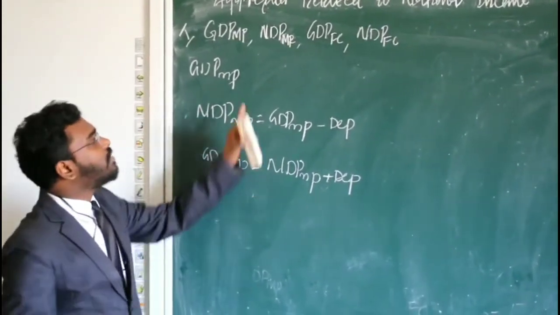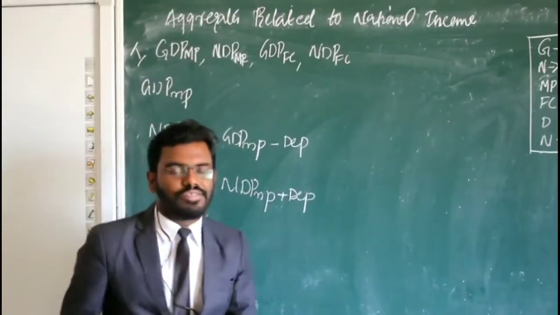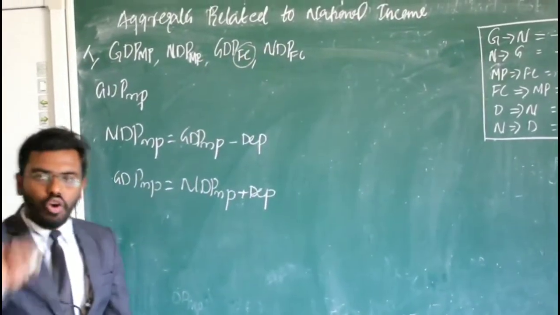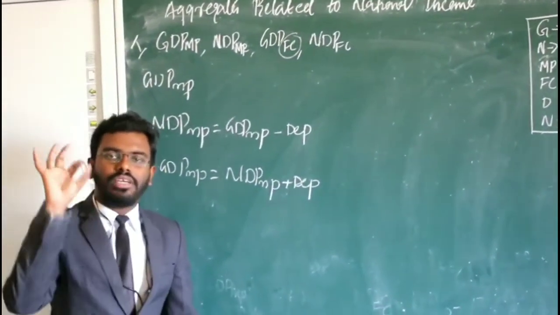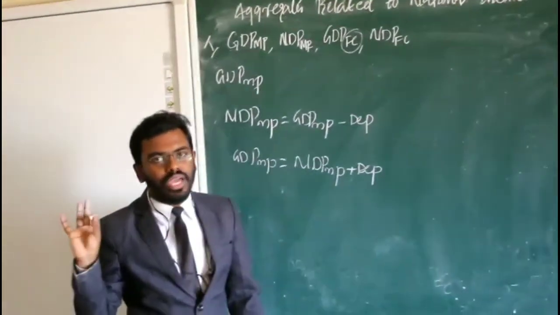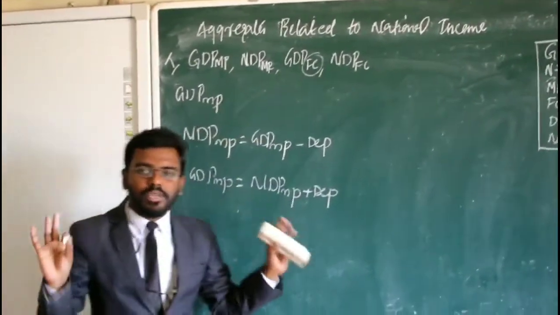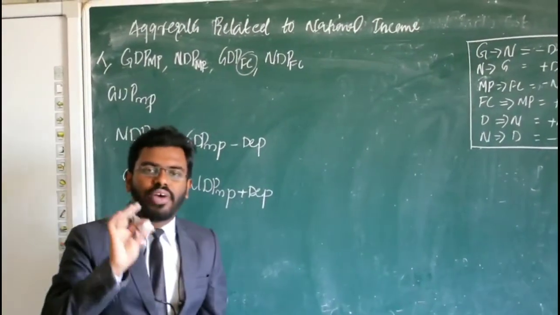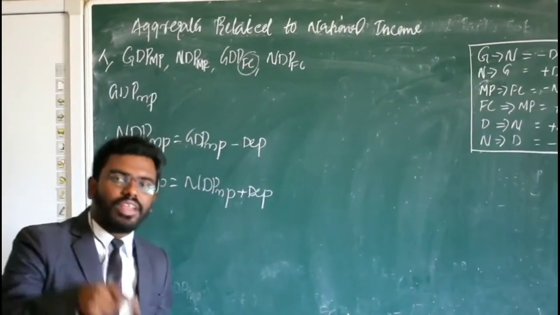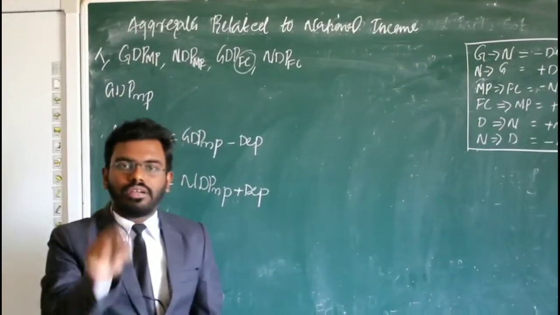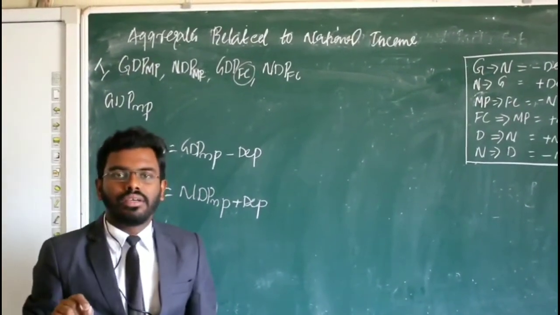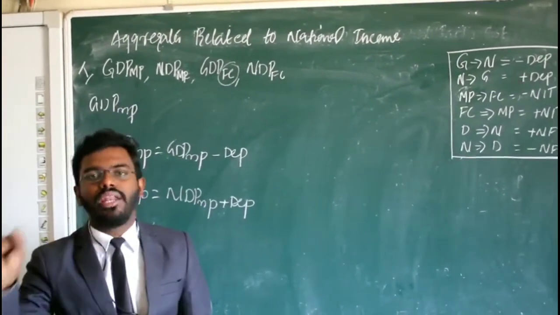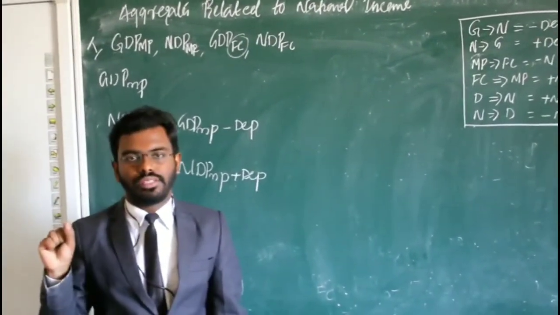Okay, next, that is GDP FC. This is in the form of factor cost. What are the factor costs? Compensation of employees, rent, interest and profit. So GDP FC means it is the sum total of factor cost, or the sum total of factor income, which is generated within the domestic territory of a country, including depreciation during an accounting period.